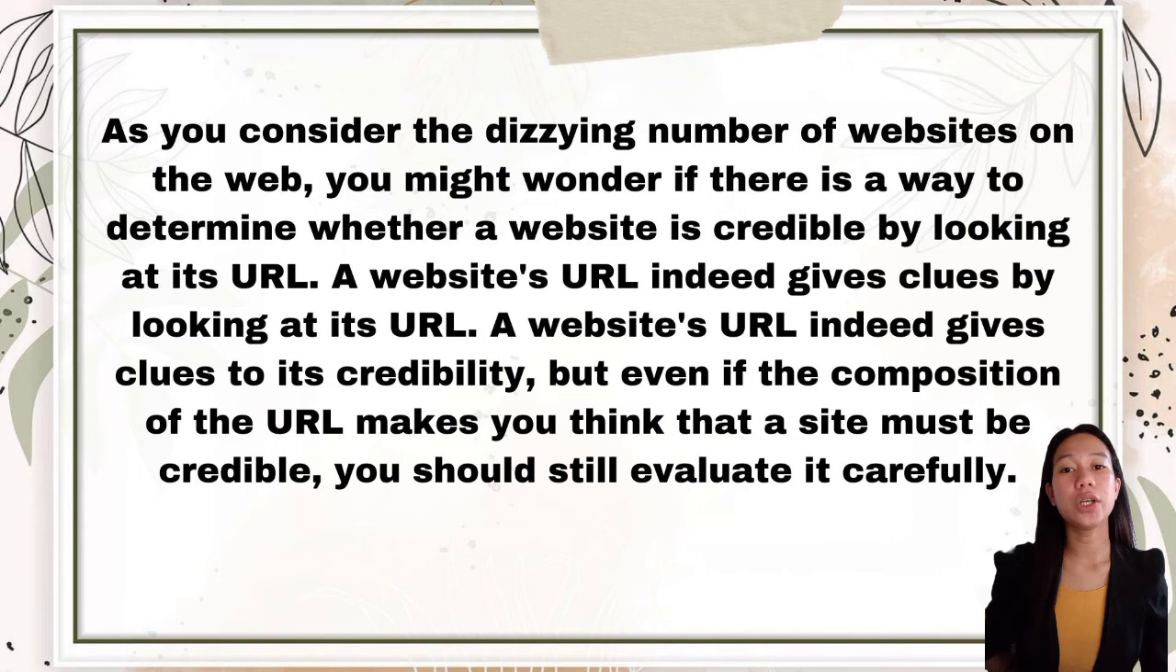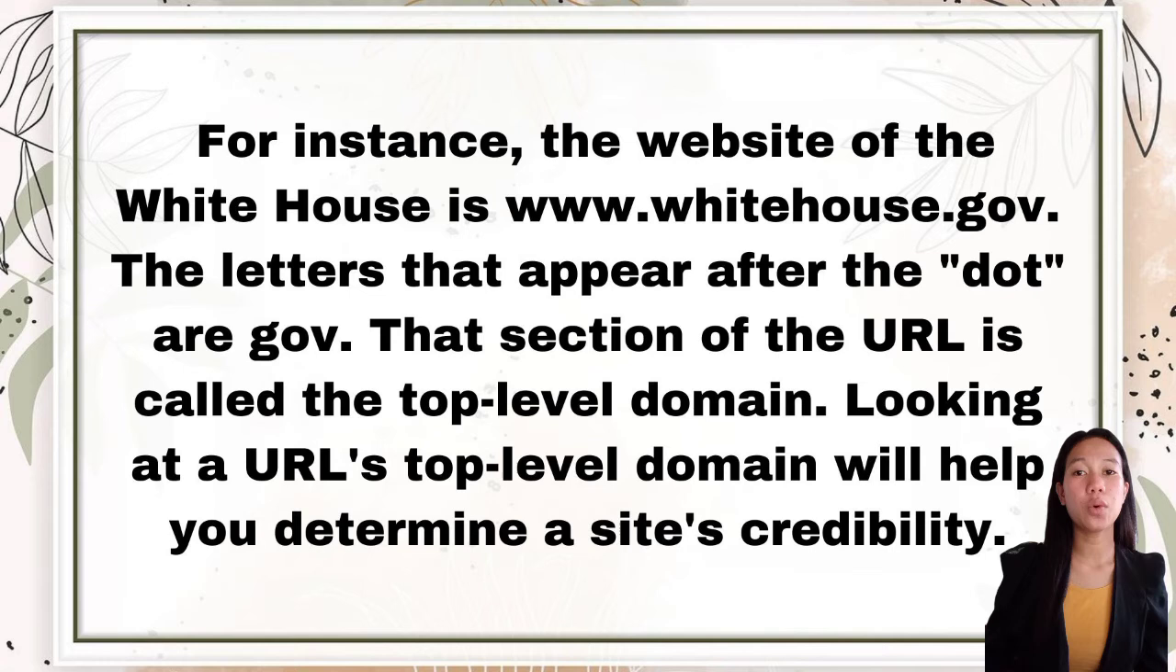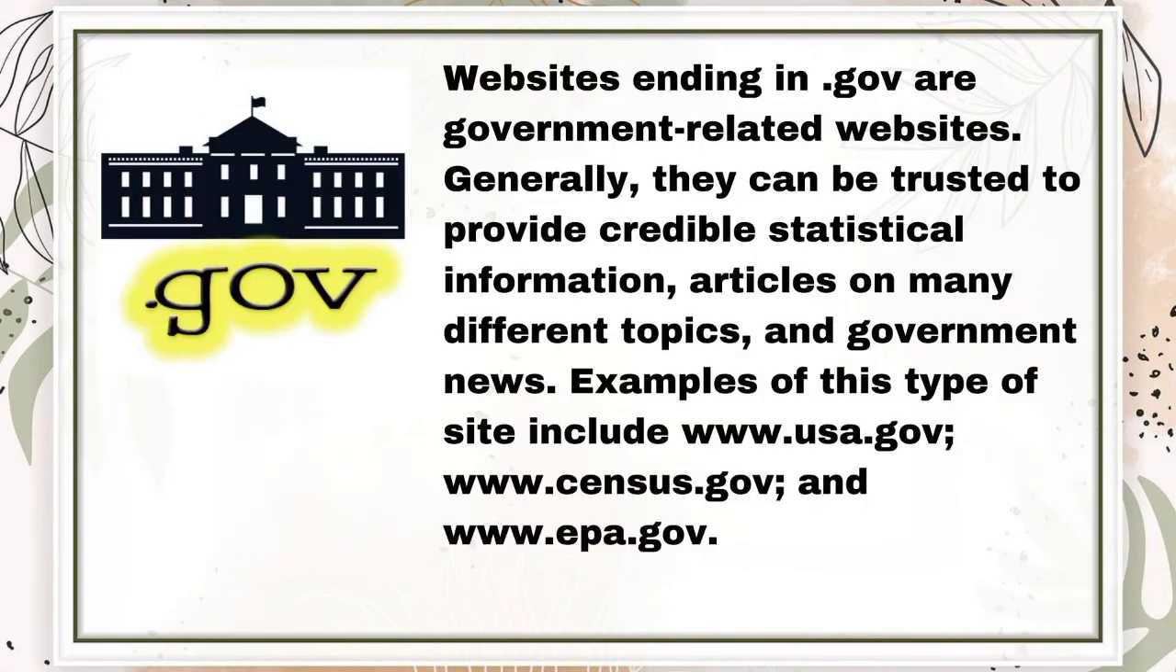When you encounter a URL, look at the letters that appear after a dot. For instance, the website of the White House is www.whitehouse.gov. The letters that appear after the dot are gov. That section of the URL is called the top-level domain. Looking at the URL's top-level domain will help you determine a site's credibility. Websites ending in .gov are government-related websites. Generally, they can be trusted to provide credible statistical information, articles on many different topics, and government news.